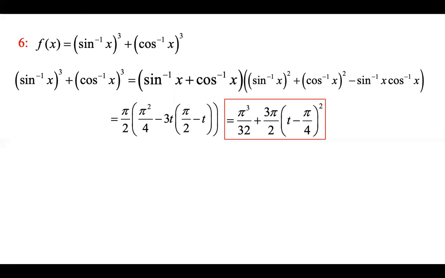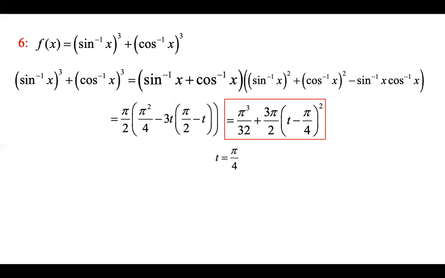That is the quantity which is there in the box, that you observe. When we observe that quantity, for this pi cube by 32, some non-negative number is added. So this summation value becomes minimum when that non-negative number is minimum. That non-negative number becomes minimum when t is equal to pi by 4. Its minimum value is 0.